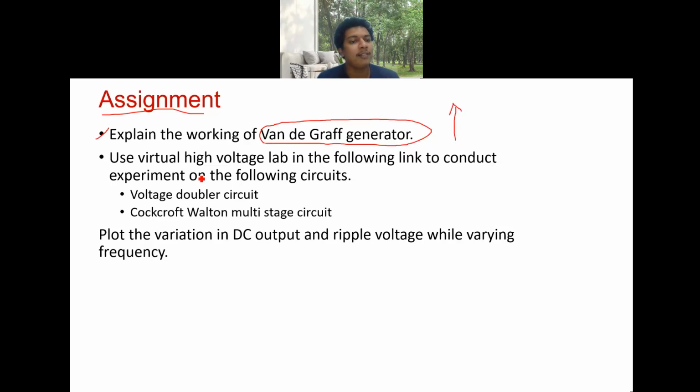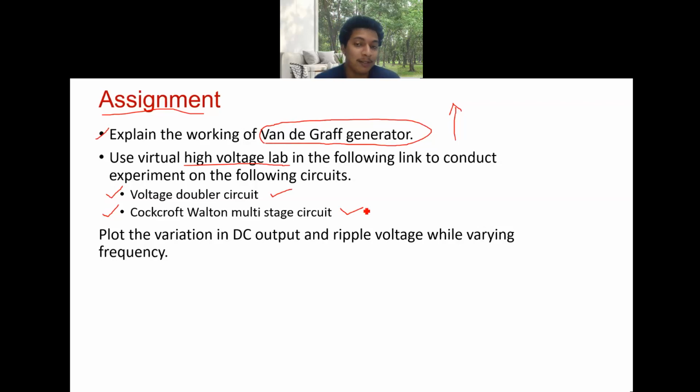The second part of the assignment: since we have studied the voltage doubler circuit and the Cockcroft-Walton circuit, and discussed the effect of frequency, I will give you, in classroom, a link for the virtual high voltage lab provided by IIT Kharagpur. They have given two experiments there: the voltage doubler circuit and the Cockcroft-Walton circuit. Go through them, understand the experiment, and see the variation of DC output voltage and ripple voltage when you vary frequency. I want you to plot that variation of DC output and ripple voltage with respect to frequency.